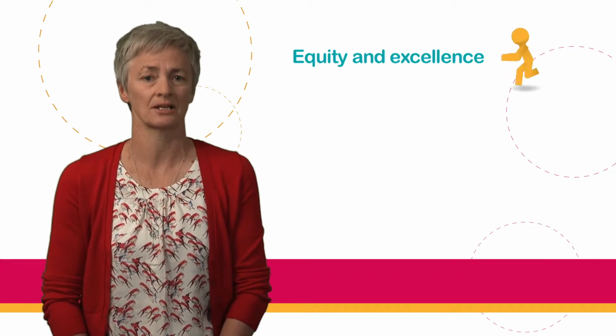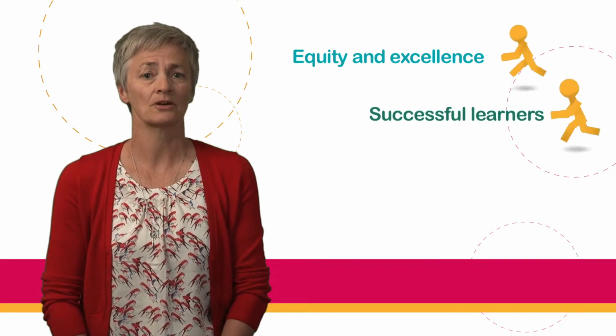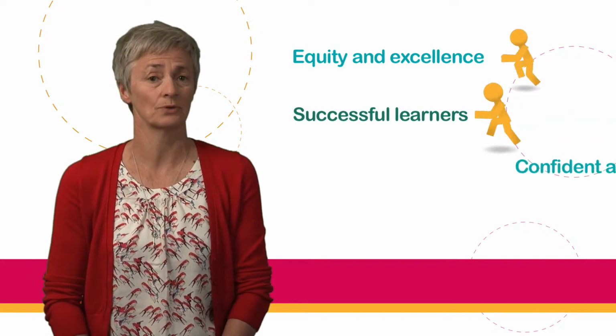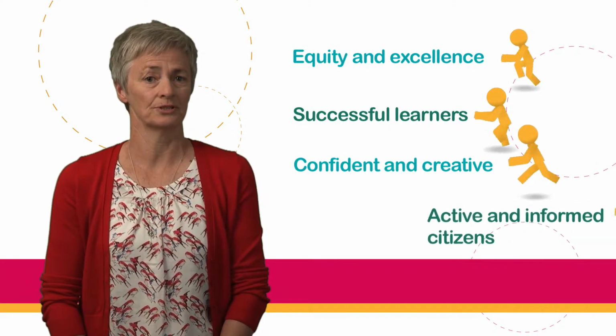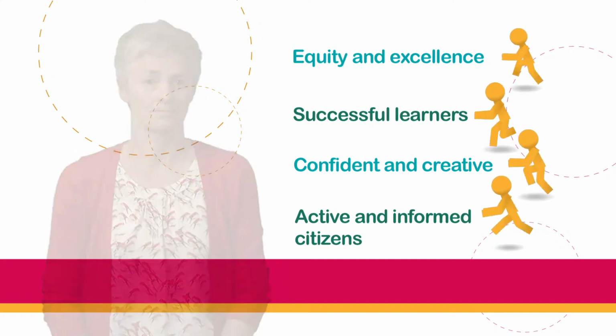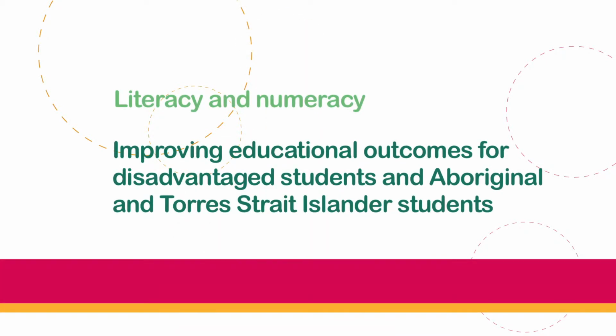The first goal of the Melbourne Declaration specifies the requirement of equity and excellence for all students. The second goal emphasises the need for young people to be successful learners, confident and creative individuals, and active and informed citizens. A series of commitments to action set out the key educational reform agenda for schools in the Melbourne Declaration in 8 areas. Together with the National Education Agreement, the actions determine funding to states and territories in areas including literacy and numeracy and improving educational outcomes for disadvantaged students and Aboriginal and Torres Strait Islander students.